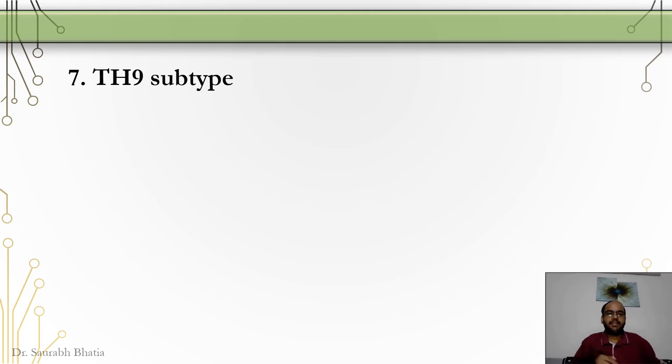TH9 subtype, that is the fourth subtype of TH cells. So we have discussed a lot of players in how the presence of M. leprae decreases the immune activity. We have discussed the TH1 type, the TH2 type, and the TH17 type. Now we'll discuss the TH9 type very quickly. So this is another subtype in leprosy.